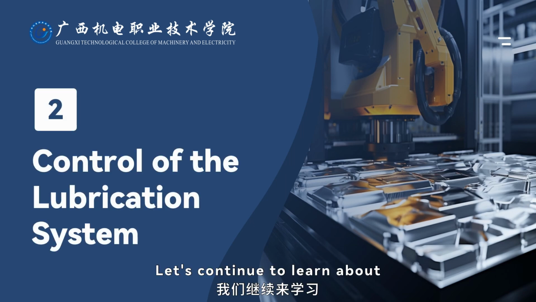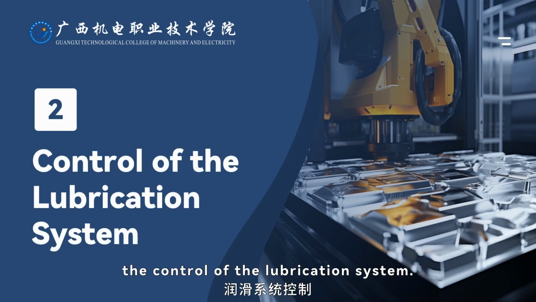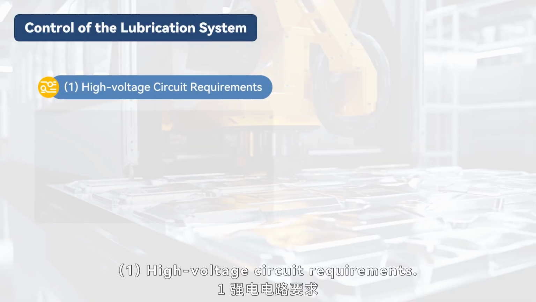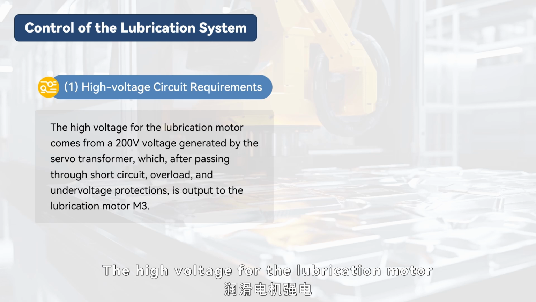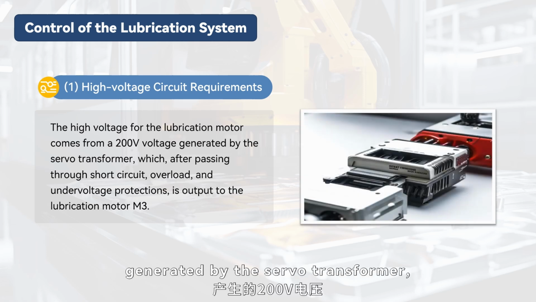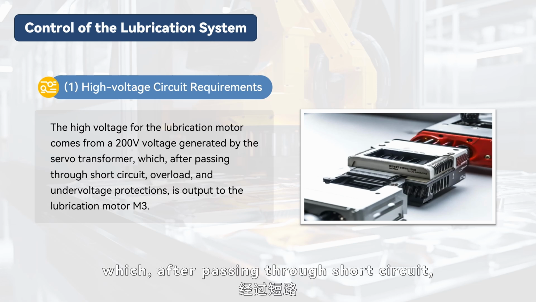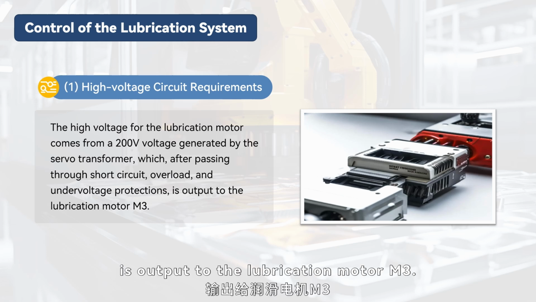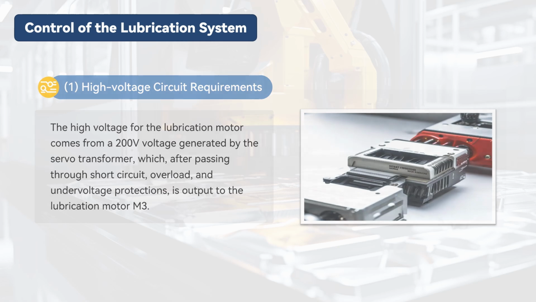Let's continue to learn about the control of the lubrication system. 1. High-voltage circuit requirements. The high voltage for the lubrication motor comes from a 200 volts voltage generated by the servo transformer, which, after passing through short circuit, overload, and undervoltage protections, is output to the lubrication motor M3.